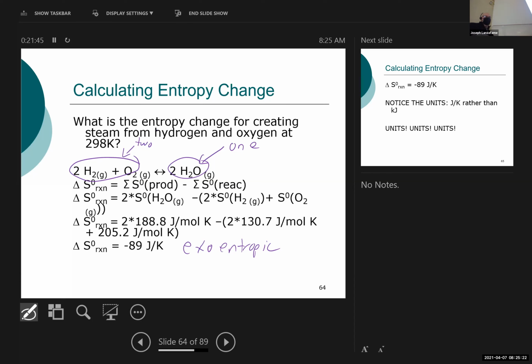The other thing driving it is I actually am decreasing the number of particles, right? I have a total of three molecules over here. I only have two molecules over here.